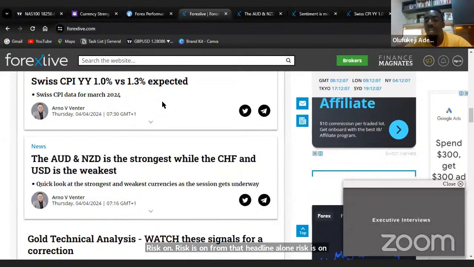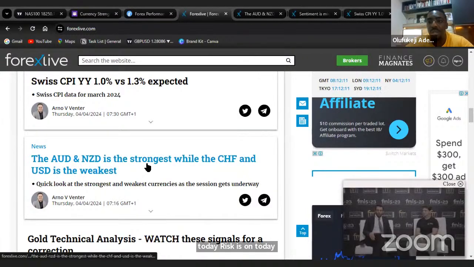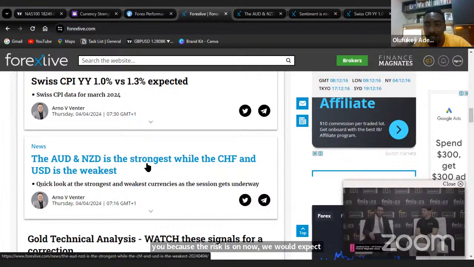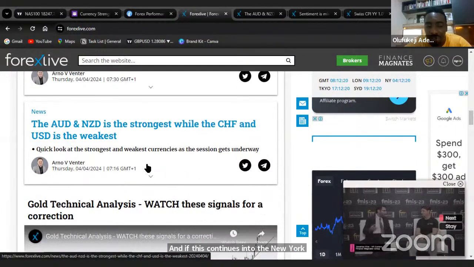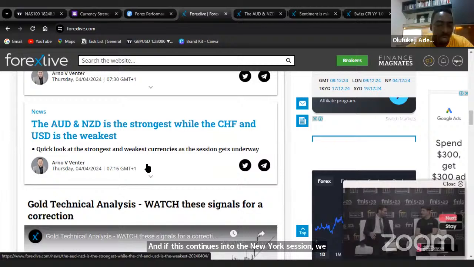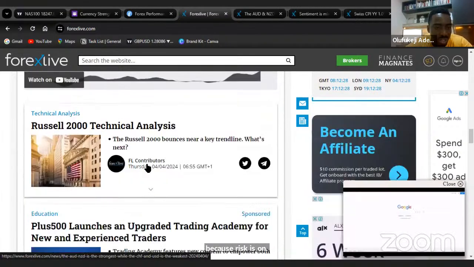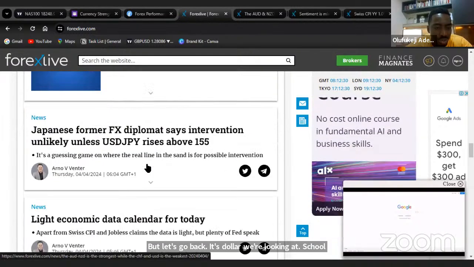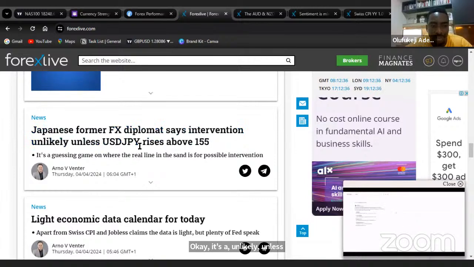Those of you that trade equity indices, this headline is important for you because if risk is on now, we would expect strength in the equities. And if this continues into the New York session, we expect strength in the equities market because risk is on. But let's go back. It's dollar we're looking at. Scroll up. I want to see if there's any other dollar news. Okay. Intervention unlikely unless USD JPY rises above 155.